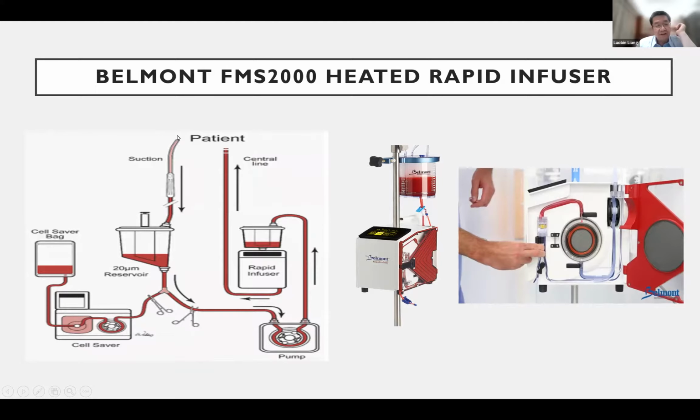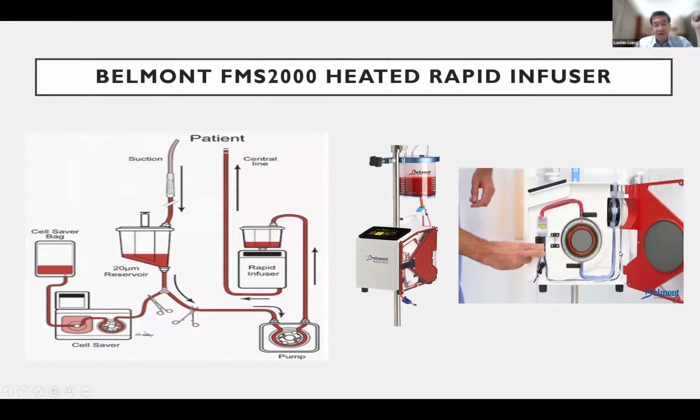This begins the thoracoabdominal procedure part. When a patient is just starting, they use a regular cell saver system, and after starting the left heart part, they convert to a rapid infuser. With this rapid infuser, they can quickly warm up the blood and transfuse it back to the patient. So that's what they use the Belmont system for.